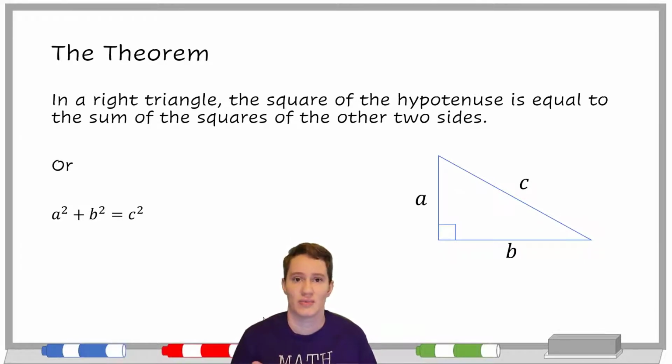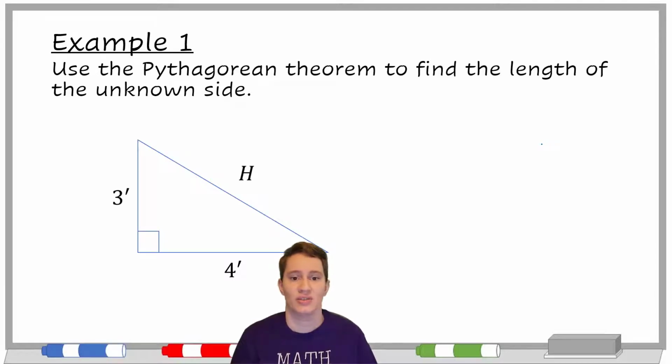But this is the theorem itself. We're going to use this to help us with finding the sides of a right triangle that we don't know. All right, example 1 says use the Pythagorean theorem to find the length of the unknown side. Now, a quick note, these apostrophes are a way that we represent feet without having to write out feet, or even ft.